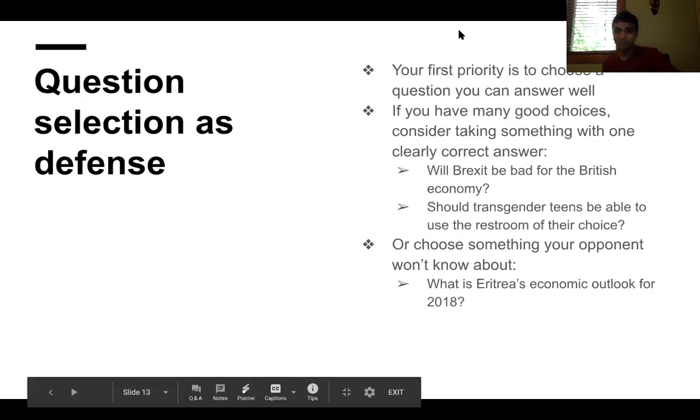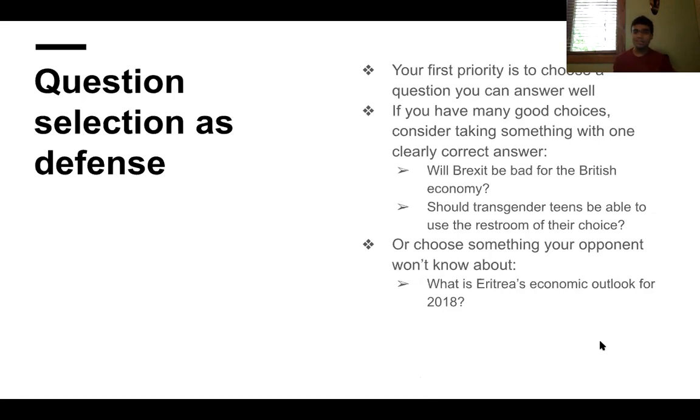Oh, yep, no problem. So question selection as defense. Let's say you're the speaker. Your first priority should be to choose a question you can answer well. Let's say you have a lot of good choices, those gimme questions. Consider taking something with one clearly correct answer. Will Brexit be bad for the British economy? Almost definitely yes. Should transgender teens be able to use the restroom of their choice? Probably. Or choose something your opponent won't know about. What is Eritrea's economic outlook for 2018? Does your opponent know anything about Eritrea? Probably not. So having those sorts of questions can be really impressive.